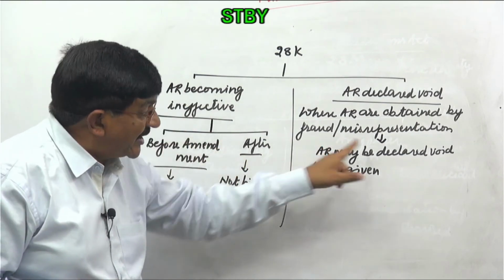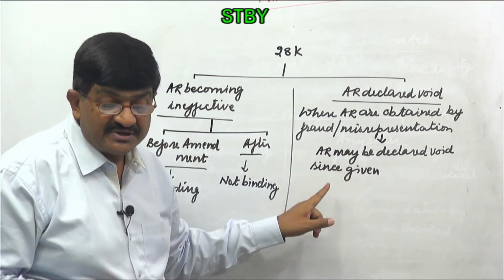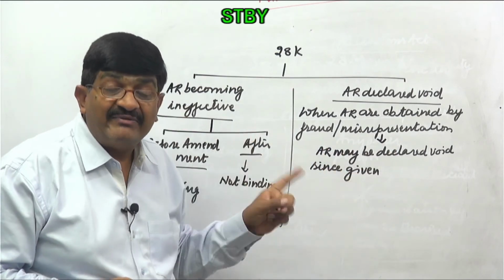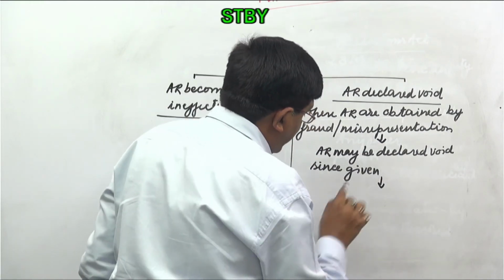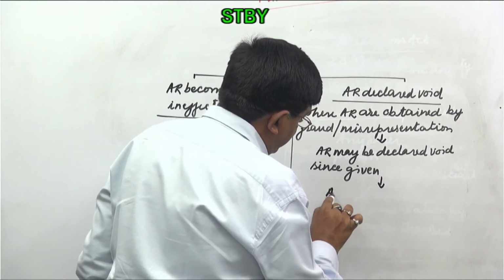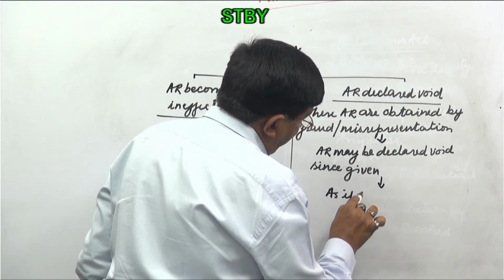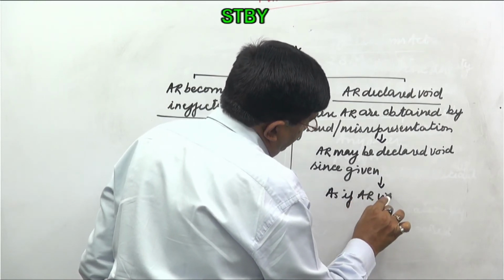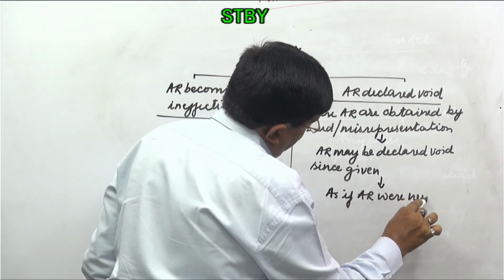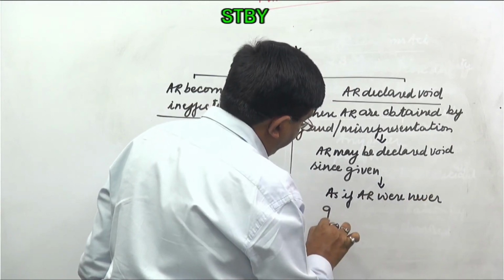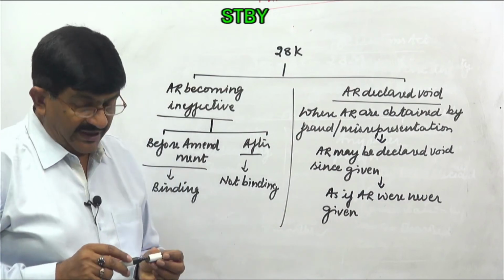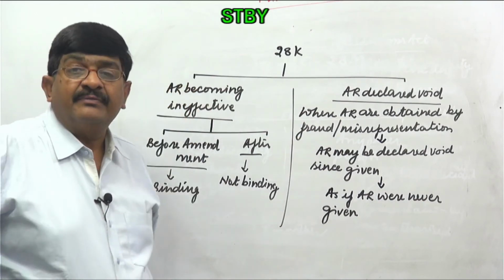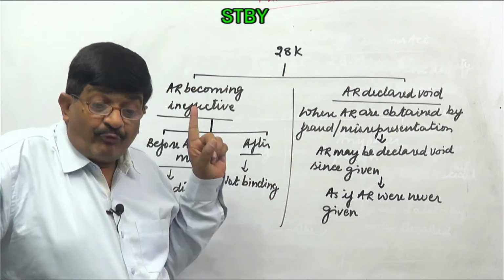In this case what is happening, advance ruling declared void since given, it means those are not having any effect since beginning. And further you can say as if advance rulings were never given. As if advance rulings were never given. And not only that, those will be void from the beginning.